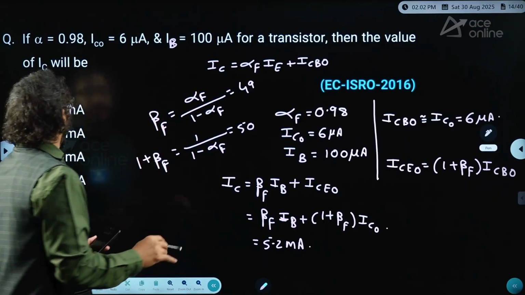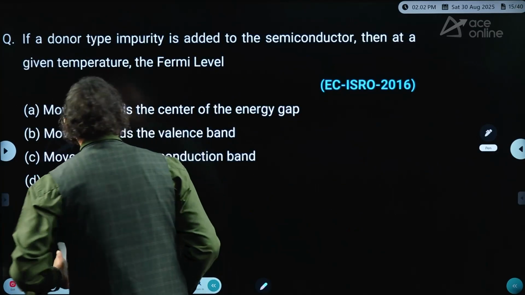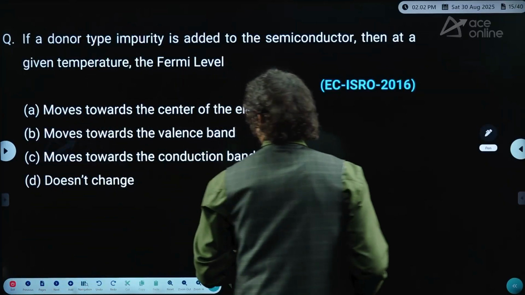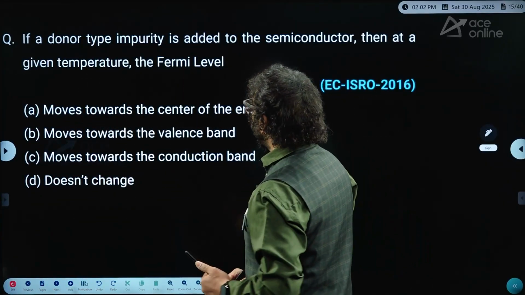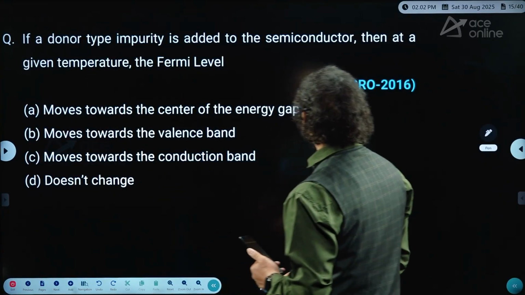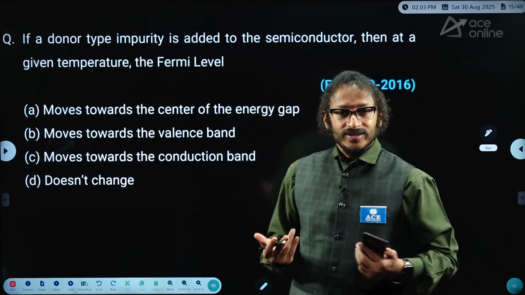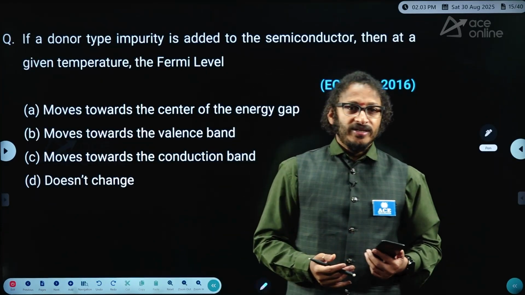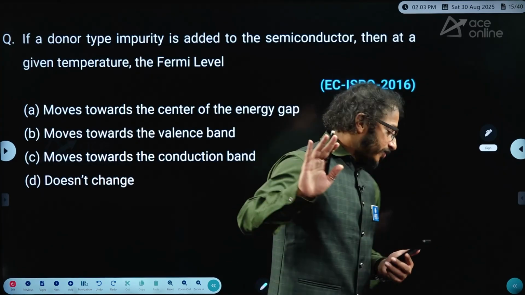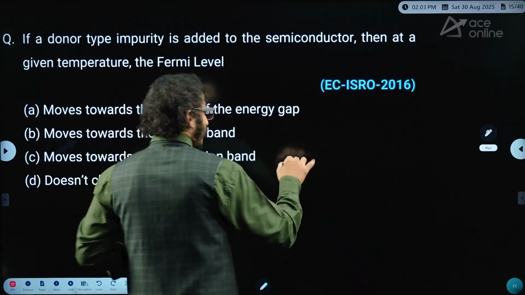Right, dear students? Anyways, come back with one more very interesting question. Have a look carefully, guys. So, if a donor type impurity is added to the semiconductor, then at a given temperature, the Fermi level. Very interesting.